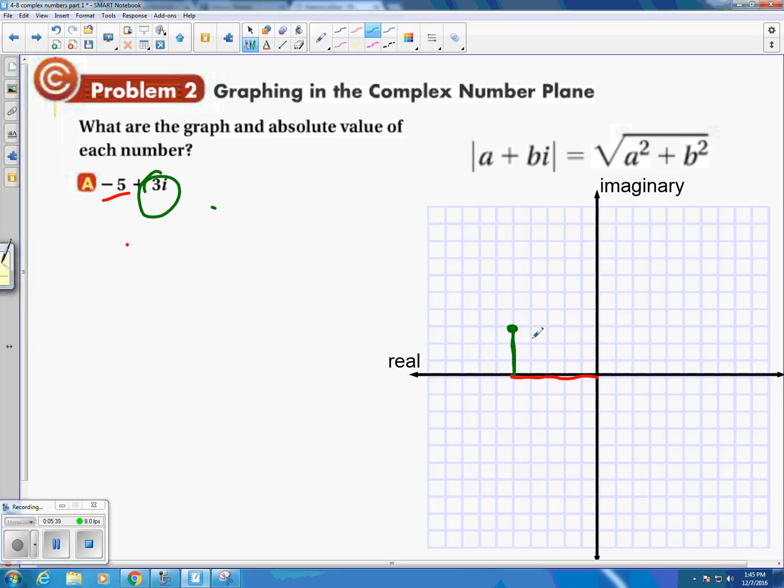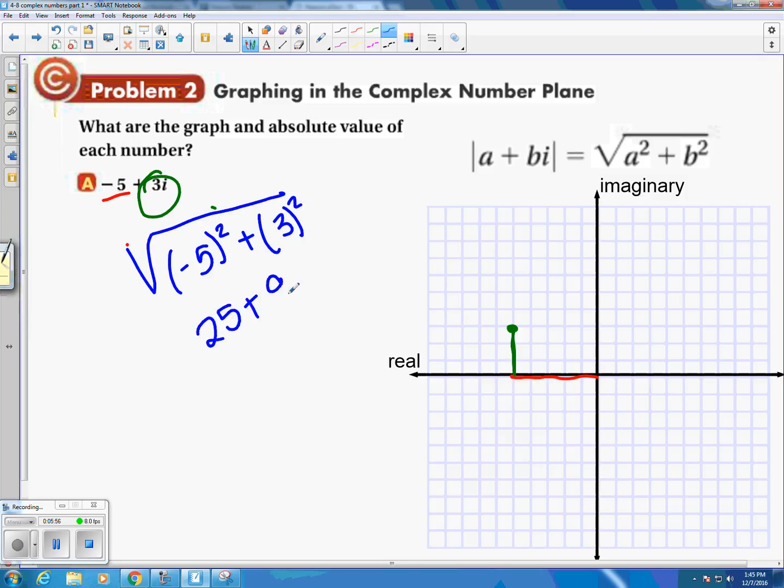If I wanted to find the absolute value of this, I would then do the square root of -5 squared plus 3 squared, getting 25 plus 9. So the square root would be the square root of 34.